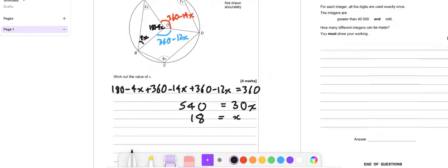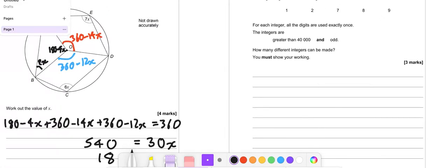What a lovely question that one is. And final question, question 22. For each integer, all the digits are used exactly once. The integers are greater than 400,000 and odd. How many different integers can be made? You must show your working.